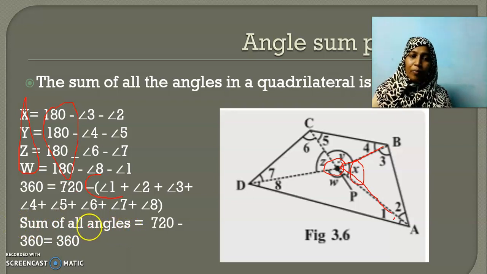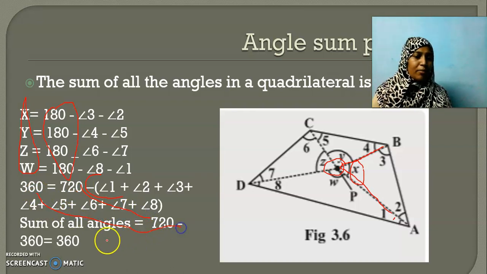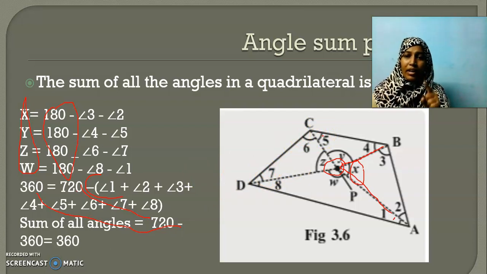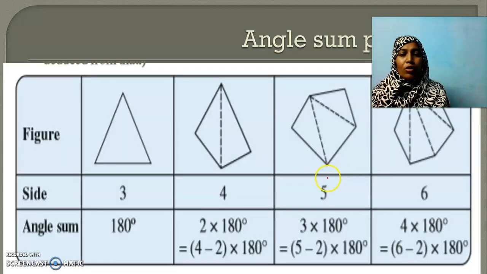Will you all agree? Sum of all the angles at the vertices. This angle 1 at the vertex we have, angle 2 is also at the vertex A. So that's why I wrote sum of all the angles, which is equal to this 720 as it is, and this 360 gets transposed with a minus sign, minus 360. And 720 minus 360 is 360. That's how we say that if I add up the angles in the quadrilateral alone, it is 360 degrees.